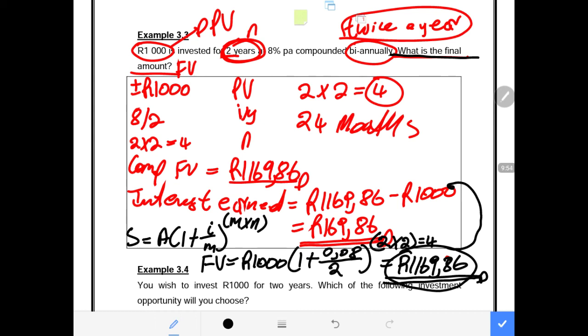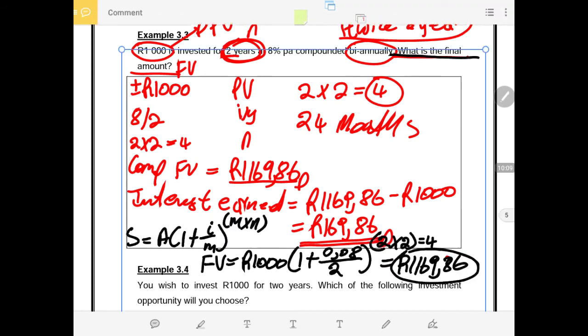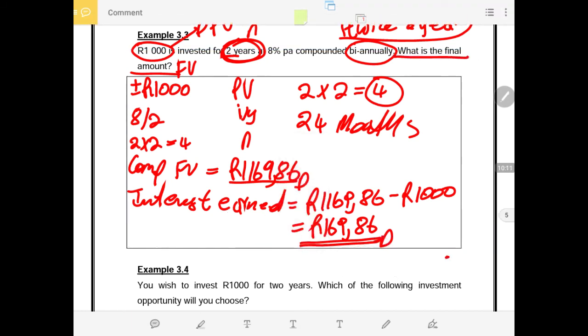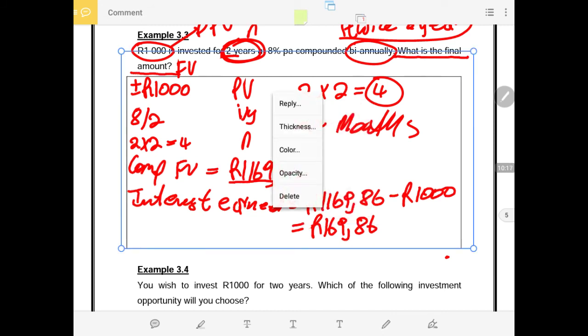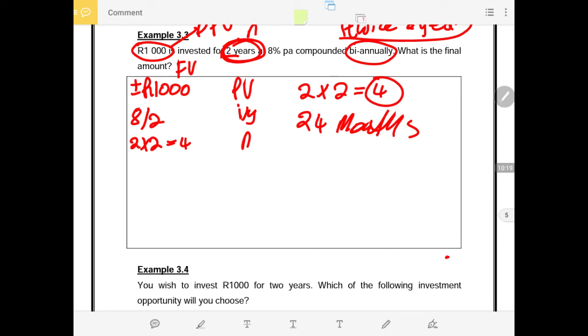Now I want also to highlight the fact that you can be given the future value, which is 1169.86, and you want to calculate the present value. So now that is still not a problem. You just use the information that is provided to you to calculate the present value of the question that you are dealing with. Now, let us close this question.